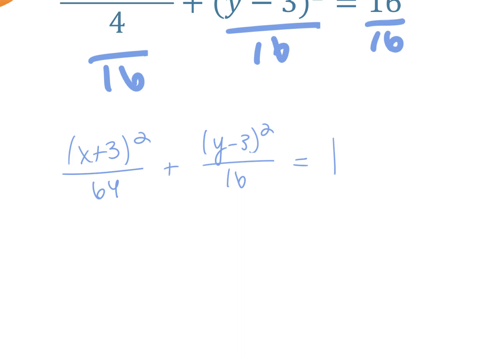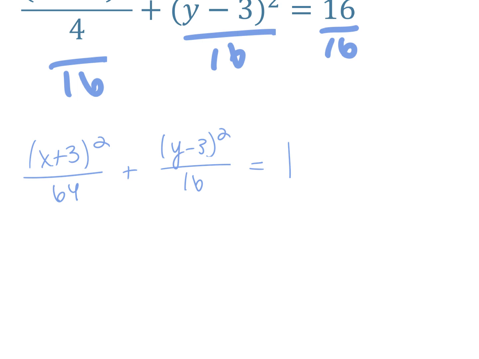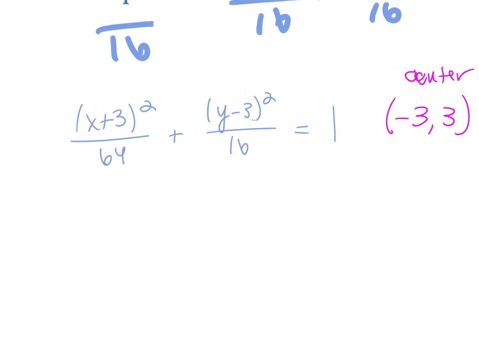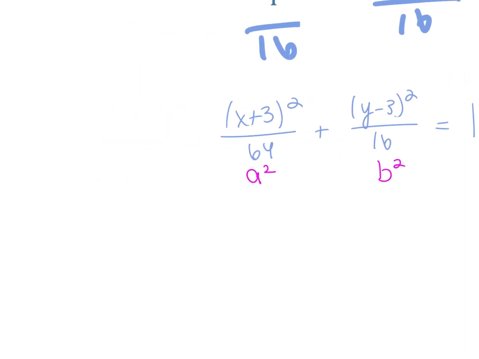Hopefully, you guys are like, oh, okay, I already see this is horizontal. I see what my a squared, my b squared are. Everybody with me? Okay, good. Where is my center? It's at -3, +3. Good, there's your center. That's important. Which one's my a squared, which one's my b squared? X is the A. Okay, why is this a squared and why is 16 b squared? 64 is bigger, okay? So horizontal, write that down.